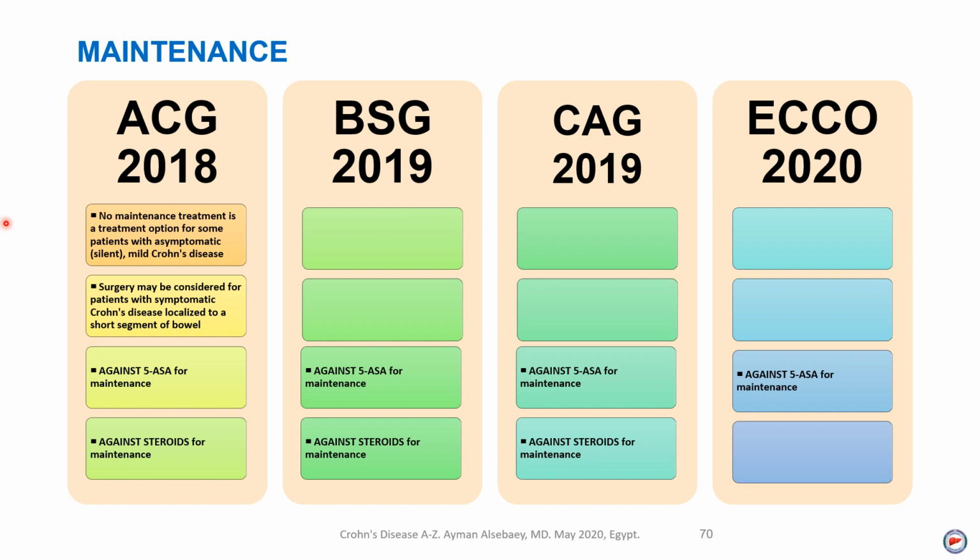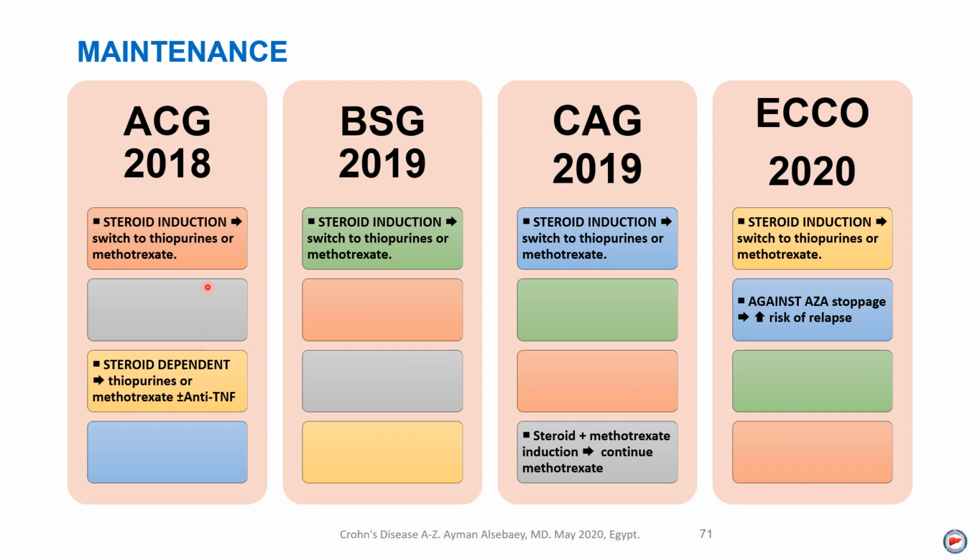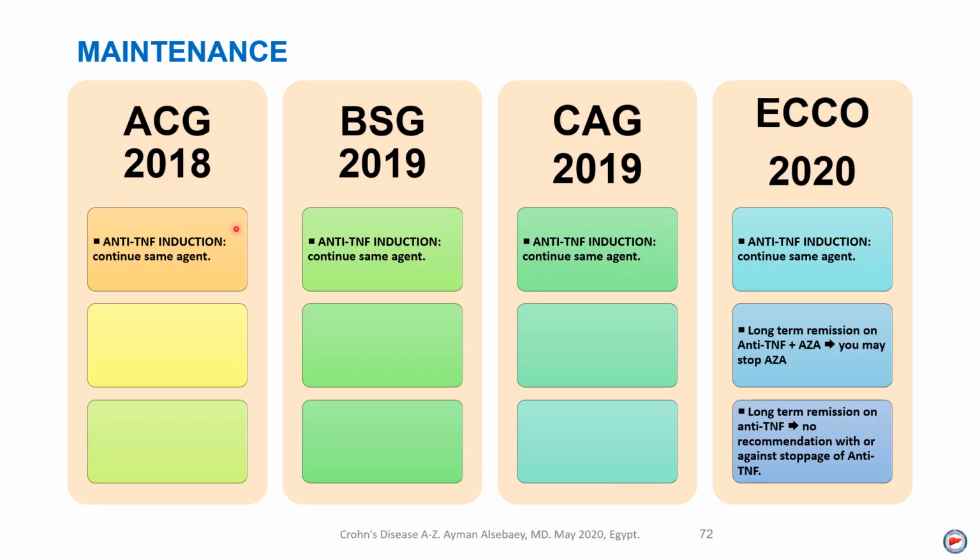Maintenance. Regarding the maintenance, of course, we said that there is no role for corticosteroid in the maintenance. 5-ASA are not recommended for maintenance. Steroids are not recommended for maintenance. Thiopurines can be used if you used steroid induction. If we used anti-TNF induction, we should continue the same agent. But the ECCO guidelines recommended other interesting points.